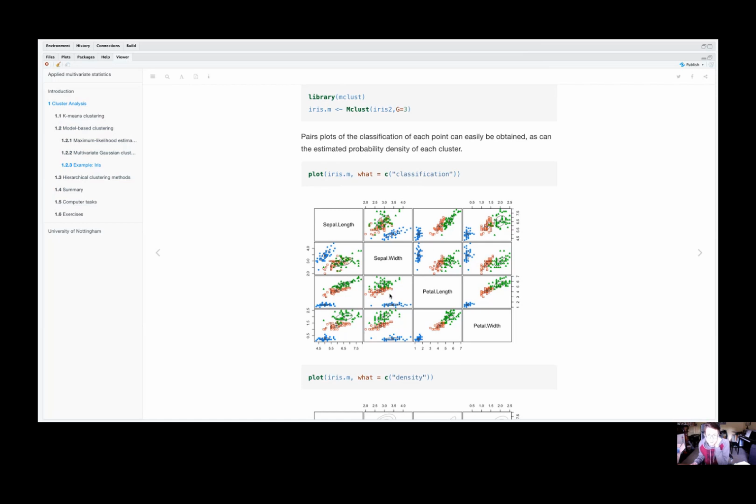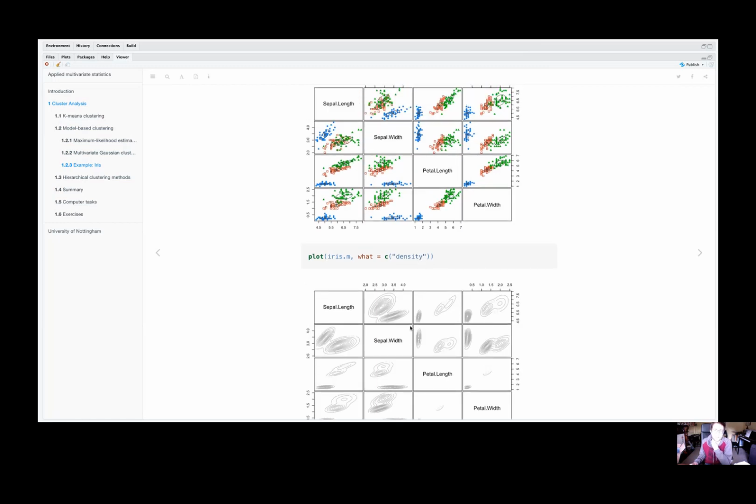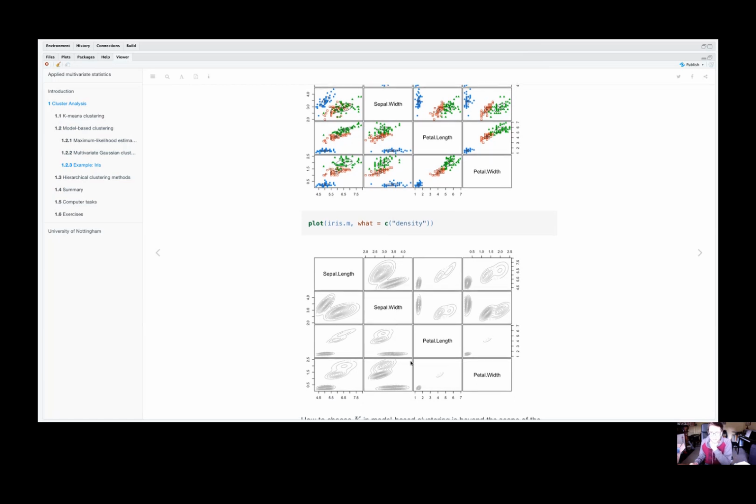You can see the same for the other variables. The plots in the upper diagonals are just a copy of the plots in the lower diagonals, so you only need to look at one. Another sometimes useful plot is the density plot, and you can see here that we've got the density of each of the 3 clusters plotted. In some cases they overlap quite significantly, so you can only really see 2 here, but there's 3 clusters and you can see the densities given.